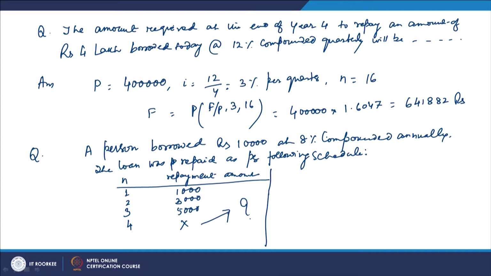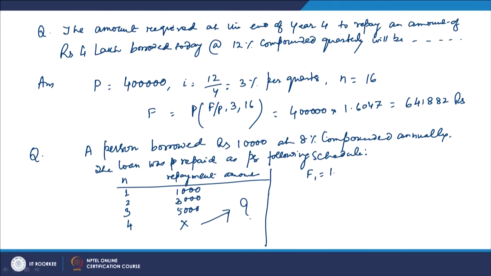So, in that case, what you have to do is that you can take its value at a particular time, and then you can get that equation equated on both the sides, and then you can get the amount X. So, what you see is that you are getting F1 as 1,000 and F2 as 3,000, F3 as 5,000 and F4 as X, and I is 8% and P is basically 10,000.